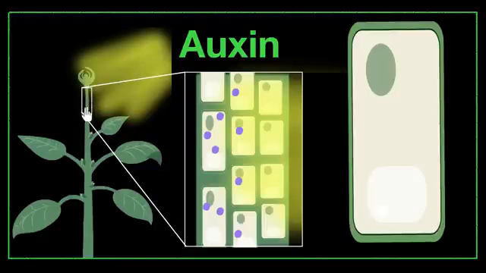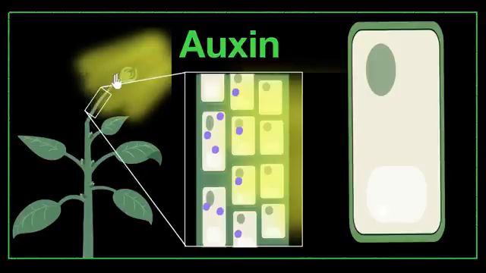Now just think about it. What happens if this side elongates more? You can kind of see that the left side starts pushing more compared to the right side. And if you push more from here, what happens? Automatically, this will start bending towards the right. And that's how the shoot starts bending towards the light.